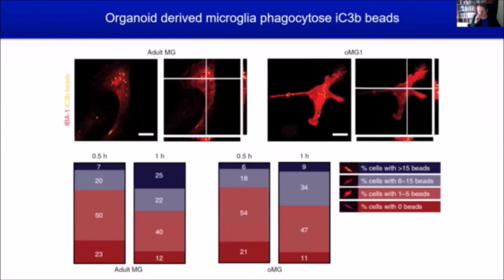And as I said before, what we also checked is whether these microglia can phagocytize. So we put the adult microglia in vitro and we fed them with iC3b beads. And these beads are fluorescent, and you find these beads back in the microglia, but also the organoid-derived microglia can do that. So they are functionally active, they can interact with synapses, and they are most likely also pruning synapses in organoids.